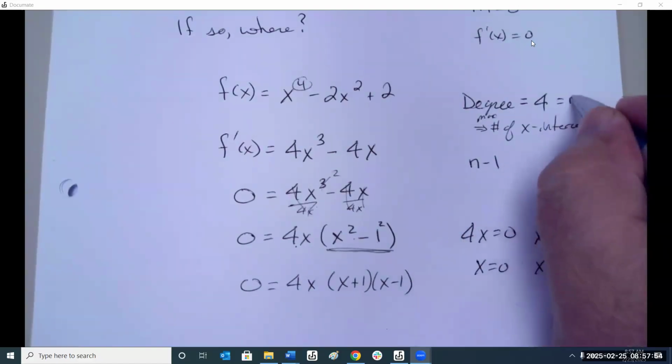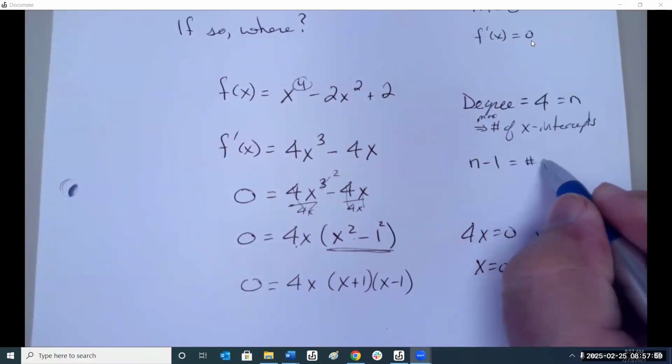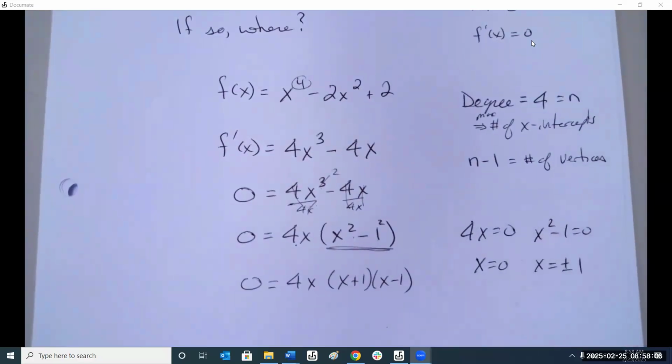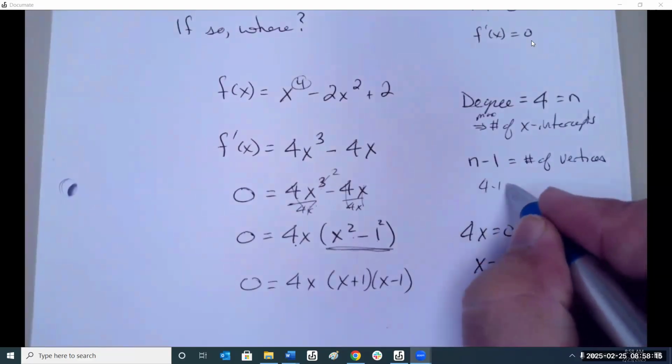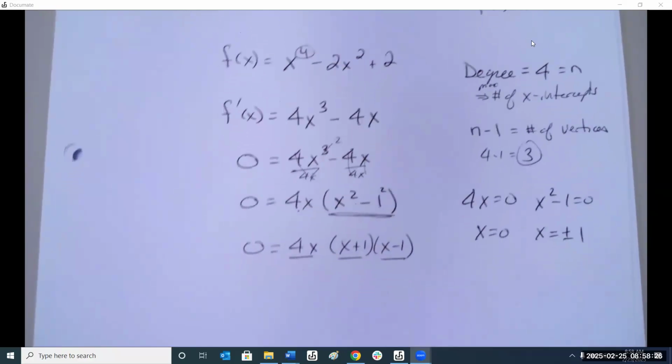And this is n, we call it n. So n minus 1 tells us the number of vertices. Vertices are where the slope is 0. So we have 4 minus 1 equals 3. We have to have 3 vertices in our equation. And sure enough, this is going to be 1, this is going to be 1, that's going to be 1.